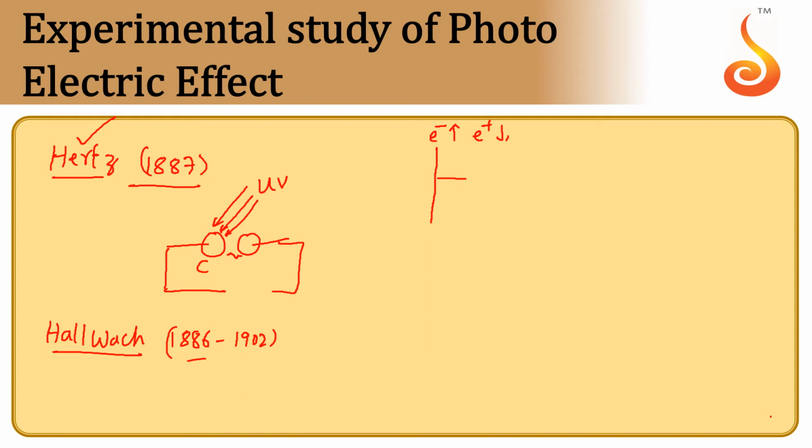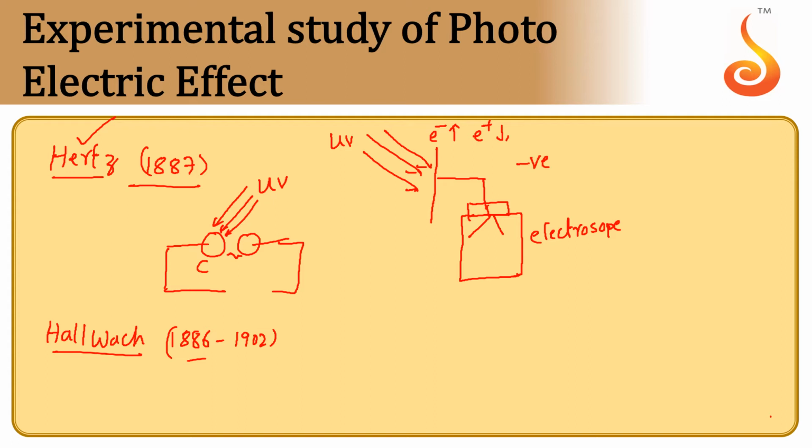And this negatively charged zinc plate is connected to an electrode. This is an electroscope. The electroscope tells us what kind of charge is present on the plate. And the total equipment is exposed to ultraviolet light. Then he identified that the negatively charged zinc plate, after a certain time, turned neutral.